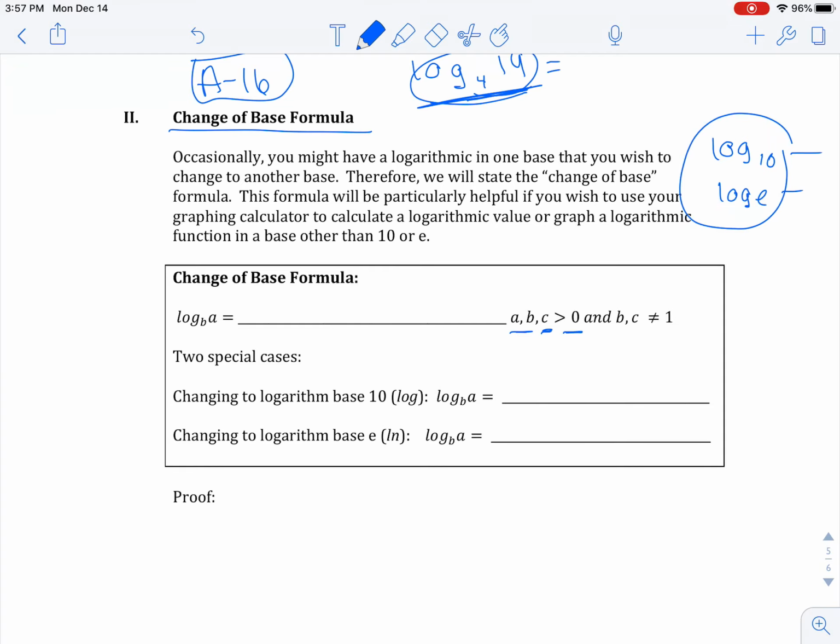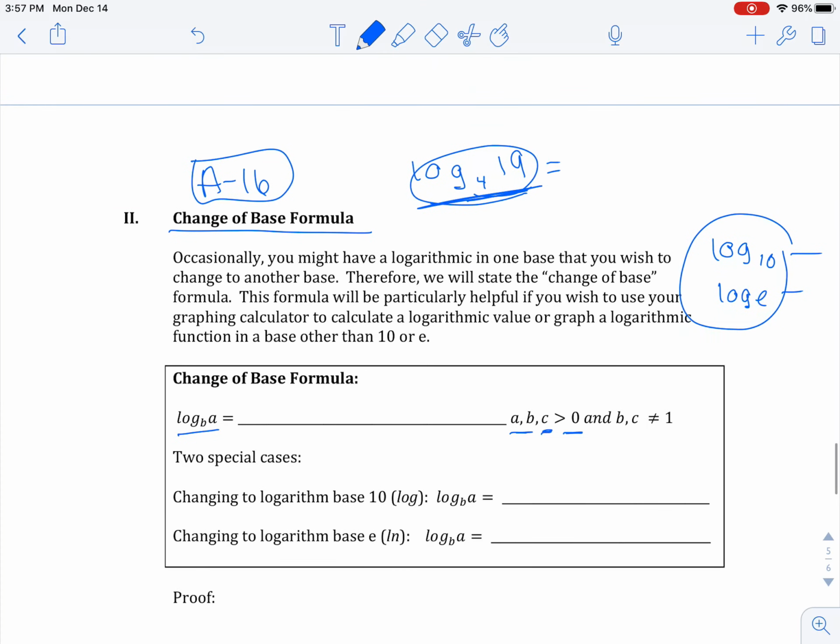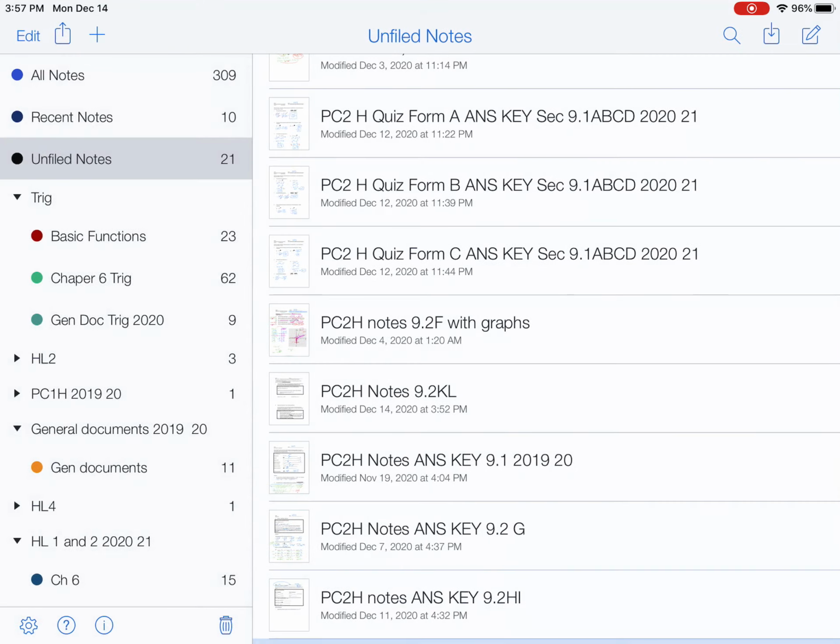So the formula says that if you want the log base b of a and you decide you want to change it to log base whatever, suppose I want this to be in terms of log base 7, how would I do that? You have your base that you've chosen.